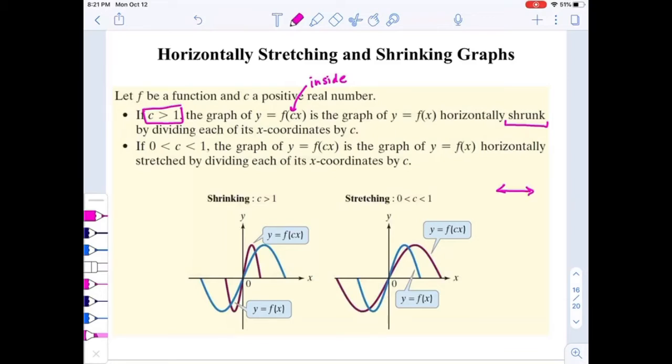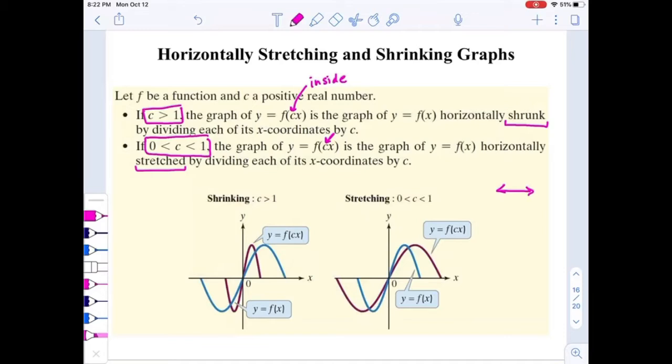So in this case, we are going to have a horizontal shrink by dividing each of the x coordinates by c. And then if 0 is less than c, which is less than 1, we know what that means, being a regular fraction, right? Again, we're on the inside of the function. Then in this case, we are going to have a horizontal stretch by dividing each of its x coordinates by that c value.